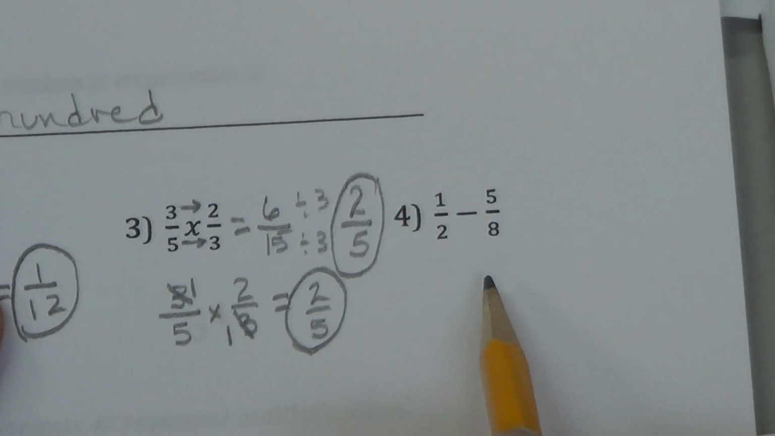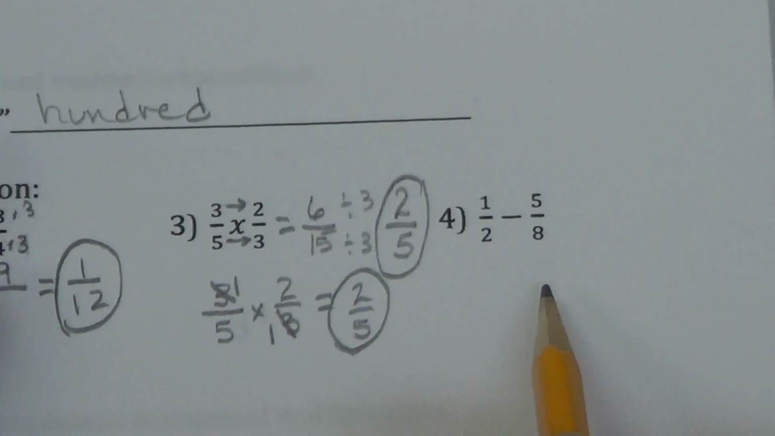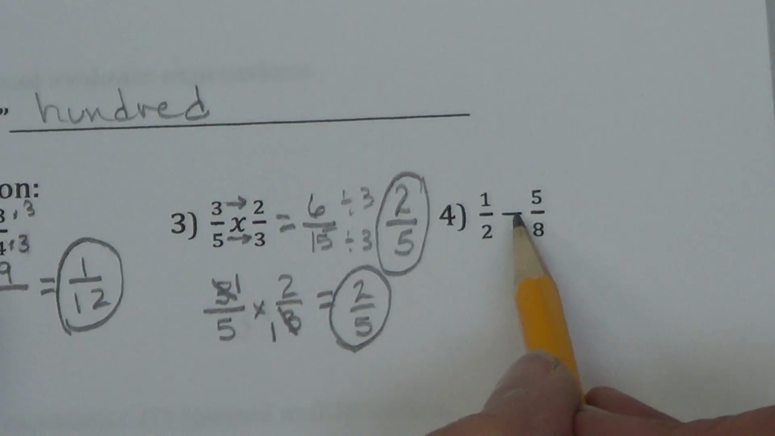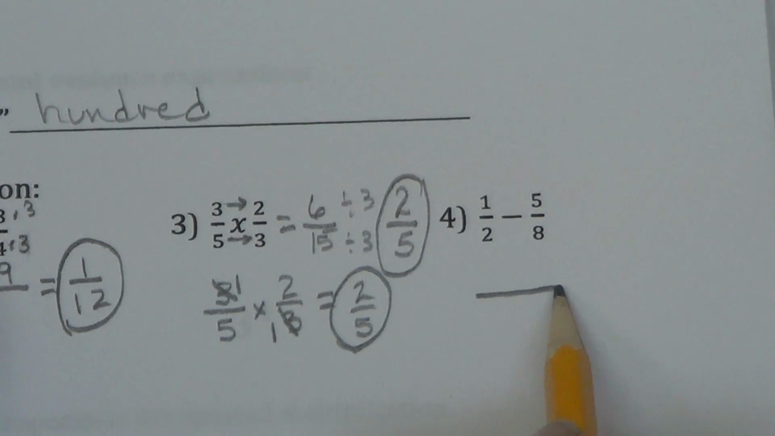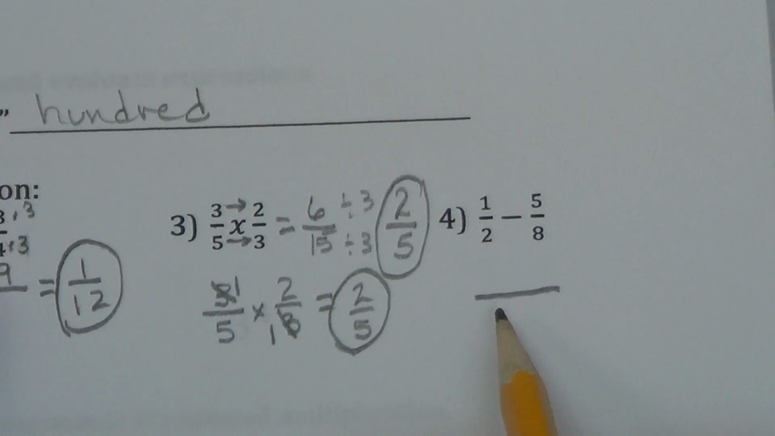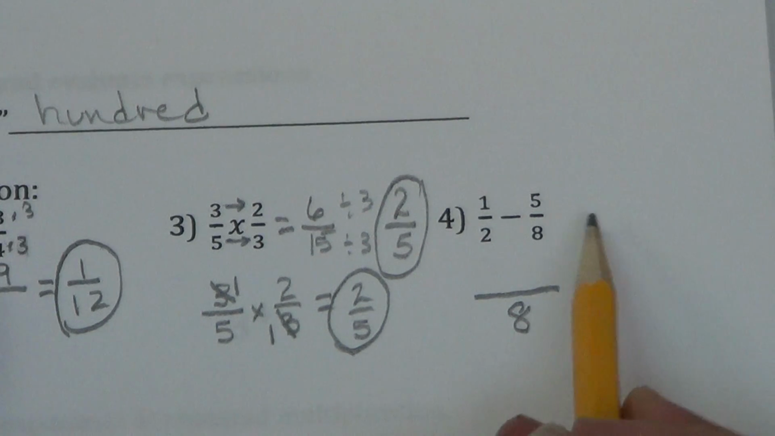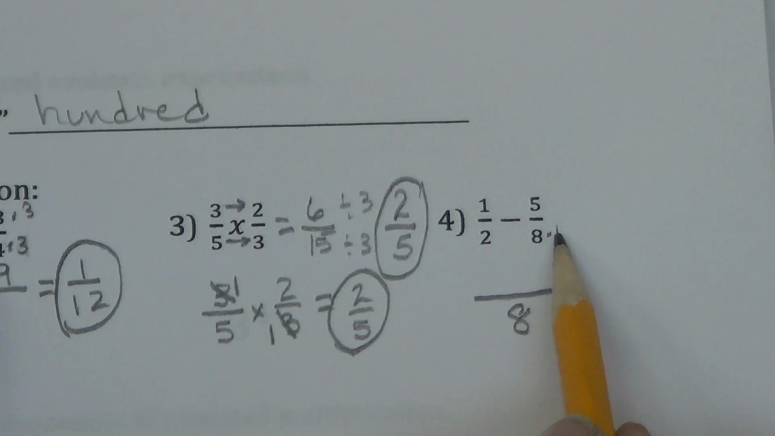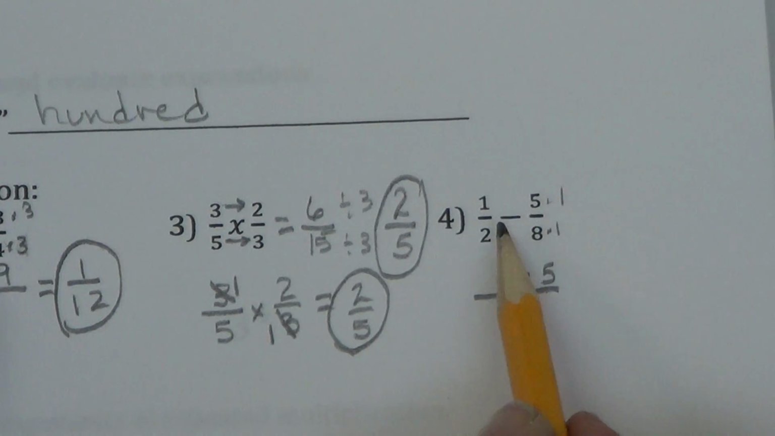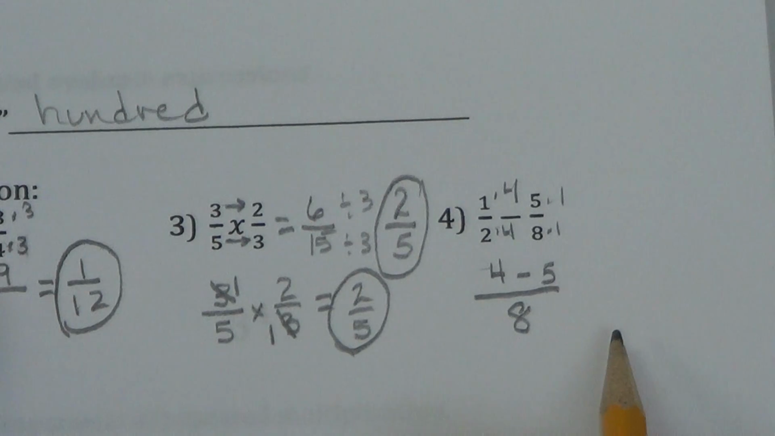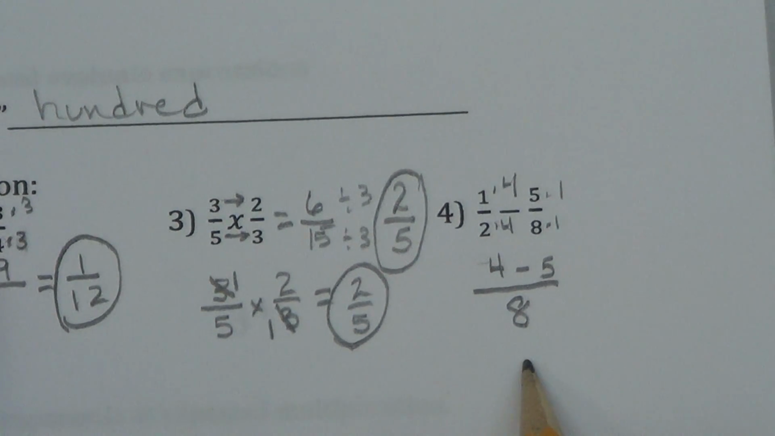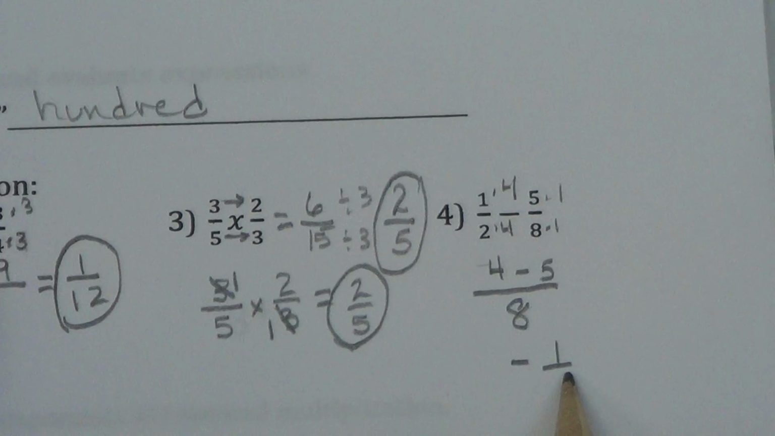Okay, 1/2 minus 5/8. Again, you're subtracting and adding, so you need a common denominator. The lowest number 2 and 8 both go into would be 8. You don't need to multiply this 8 by anything. It would just be 8 times 1, 5 times 1, so it'll stay the same. Over here, though, 2 times 4 is 8, so 1 times 4 is 4. 4 minus 5, that's going to be an integer. It's a negative 1 over 8.